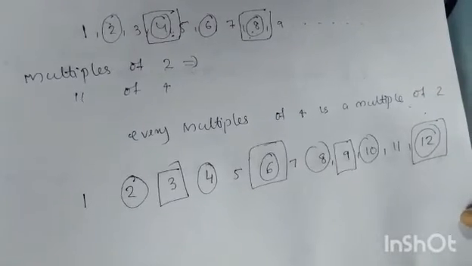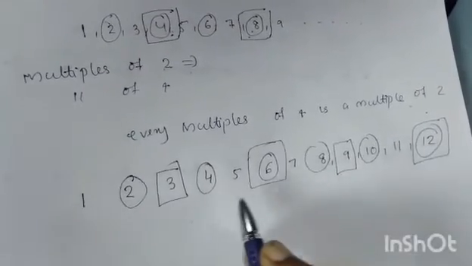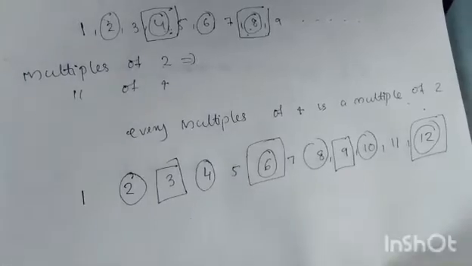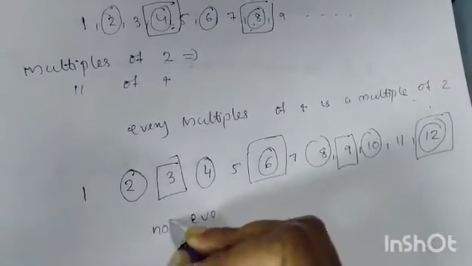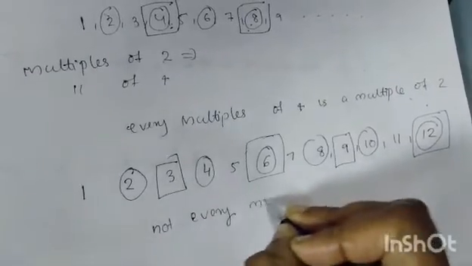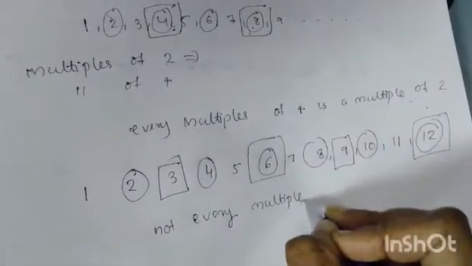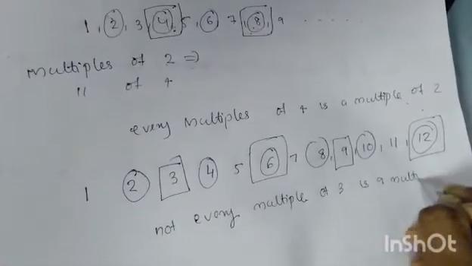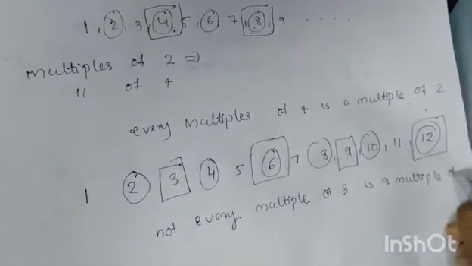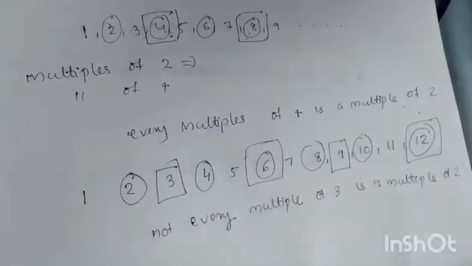From this, we can see that not every multiple of 3 is a multiple of 2. That is, not every multiple of 3 is a multiple of 2. Isn't that what we get from this?